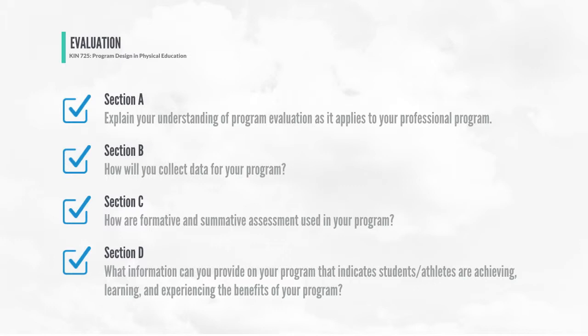For section B, you're going to explain how you will collect data and use that data in your program evaluation. This can be anything from written tests to skill performances, rubrics that you've used, checklists, practice outcomes, even expectations or video analysis. Any other method that you use to obtain information that can or will be used in a program evaluation, you're going to list and discuss here.